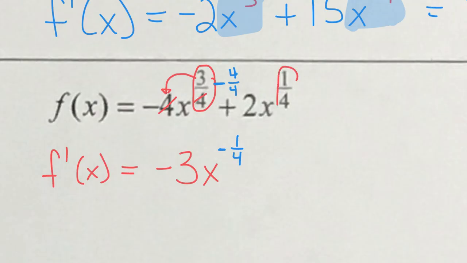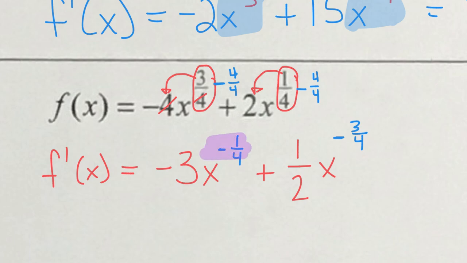And now we take care of this second term. 1/4 times 2 reduces to 1/2, right? So 1/4 times 2 is 2/4. 2/4 can reduce to 1/2. And once again, we're going to subtract 1 from the 1/4, and that leaves me with a negative 3/4. So negative 3x to the negative 1/4 plus 1/2 x to the negative 3/4.